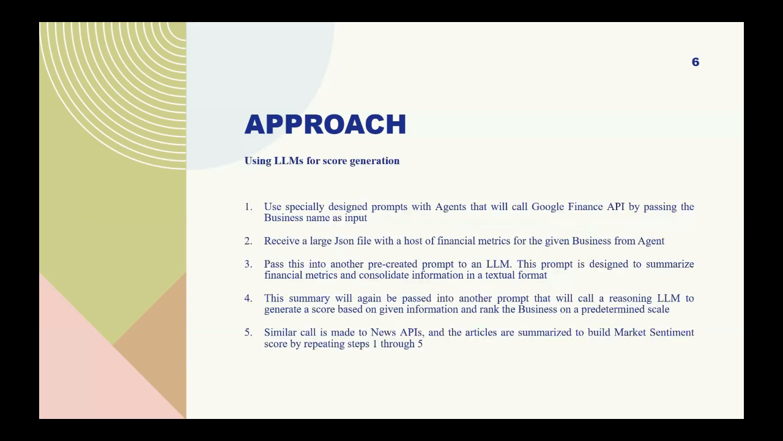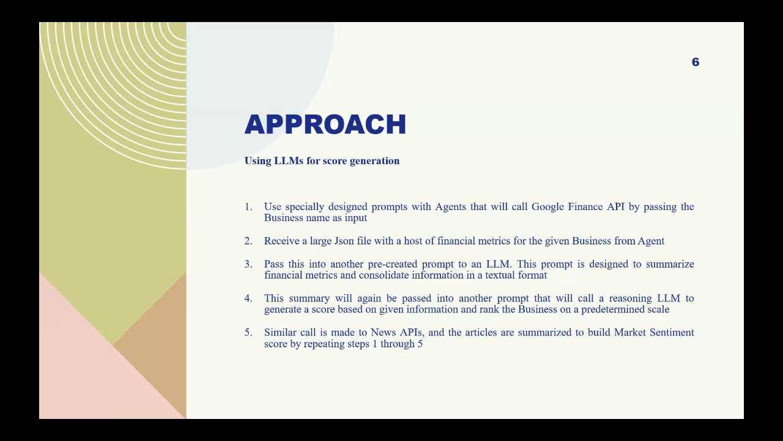So how do large language models come into the picture? What we have designed as a backend POC is that we can use the concept of agents to automatically fetch the data from the Google Finance API. For example, you just input the name of the business that you want to search the information for. There is a specially designed prompt in the backend that calls an agent. That agent will take the name of the business as an input and go to the Google Finance API. From there, it will bring in the entire list of financial metrics over the past quarters or years, and then take it back as a placeholder.